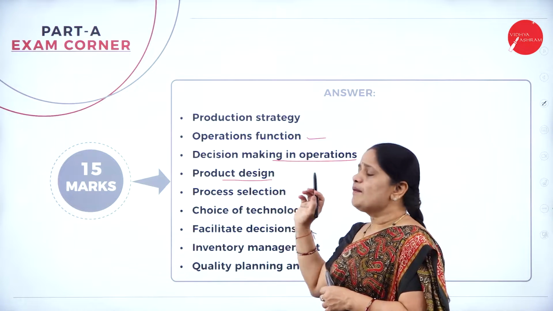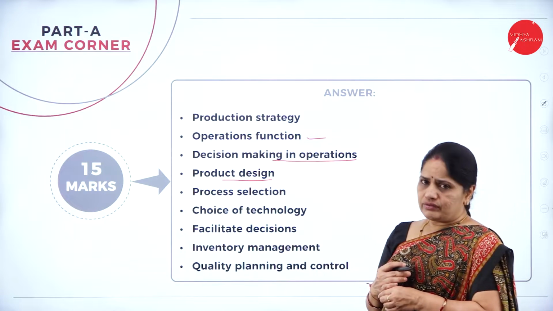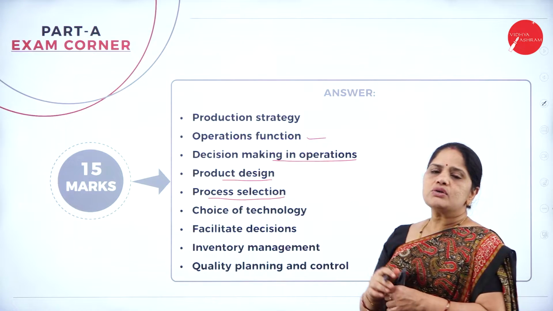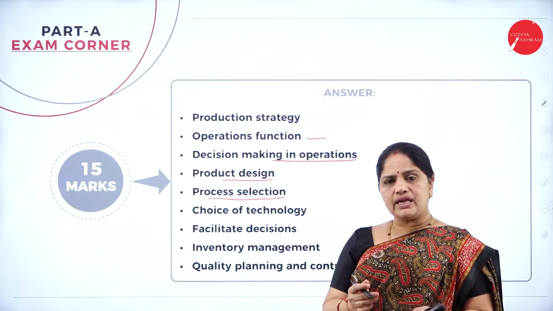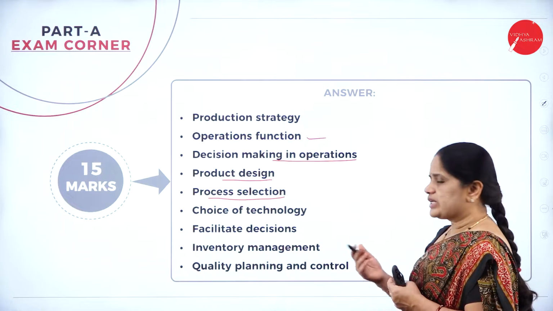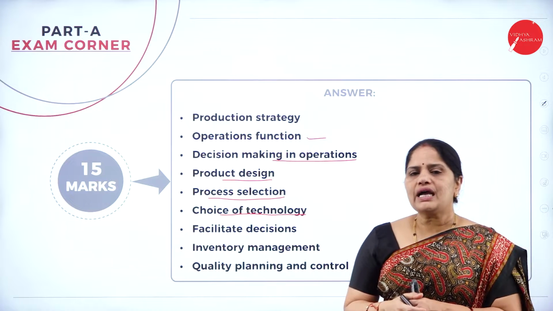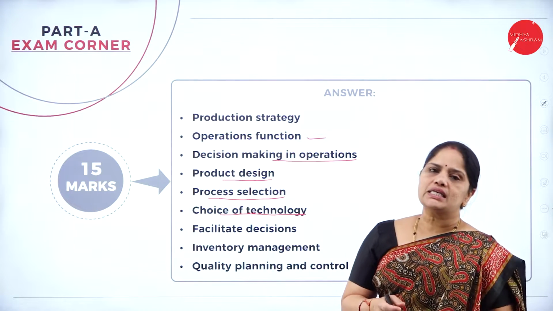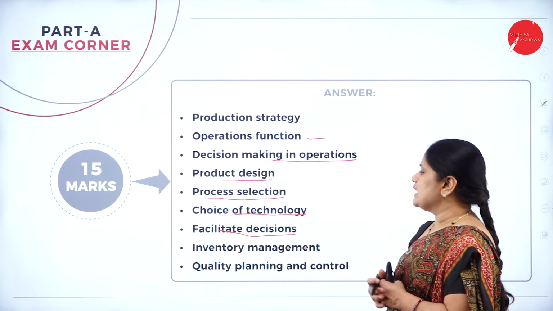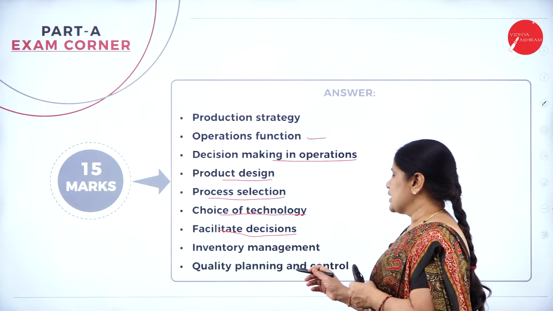Then the next one is the product design. What is the design of the product you are making? This will affect the production strategy. Next one is the process selection. What is the process by which the product is being made, and what kind of process do you need? That also will be affecting the production strategy. Then the choice of technology. What kind of technology are you using, whether it is the latest technology or the outdated technology? Then the next one is the facility decisions. What kind of decisions you will be taking will affect the production strategy.